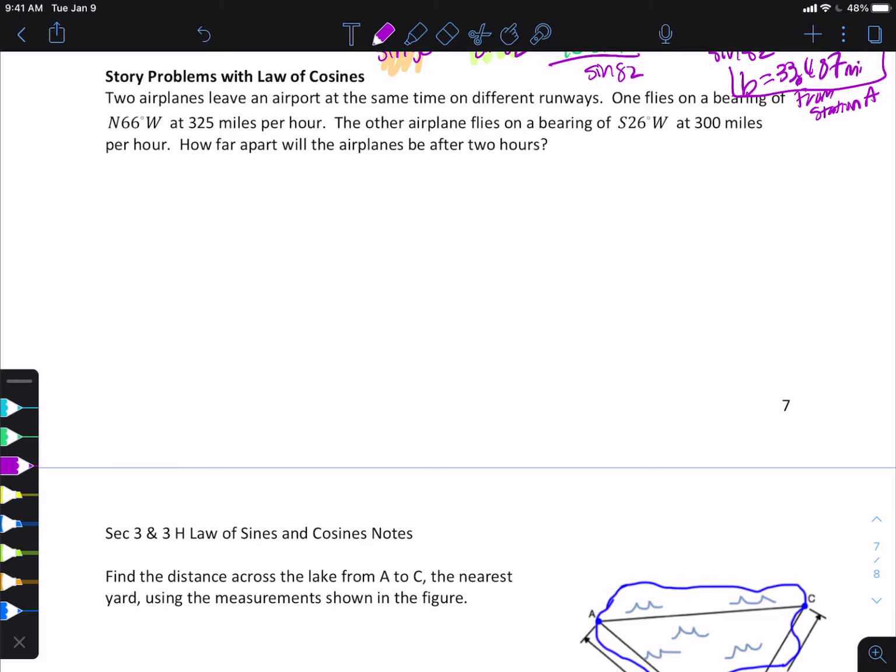Now we're going to take a look at story problems with the law of cosines. It still uses our bearings, and we still want to create a picture.